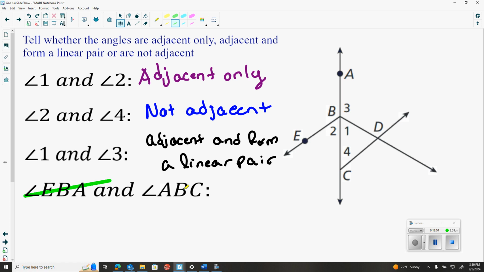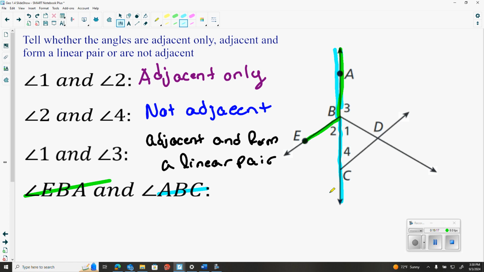We'll do EBA in green, so angle EBA, so that's this guy. And then in blue, we'll do ABC. So A, B, and C. So ABC is just that entire straight line.